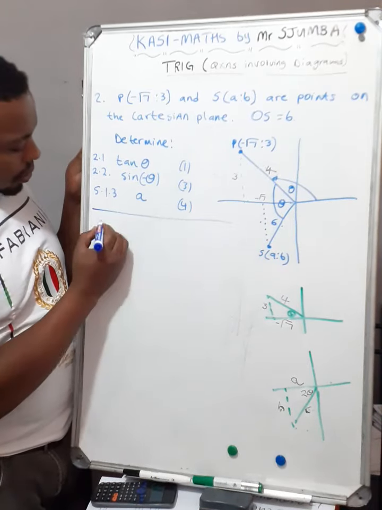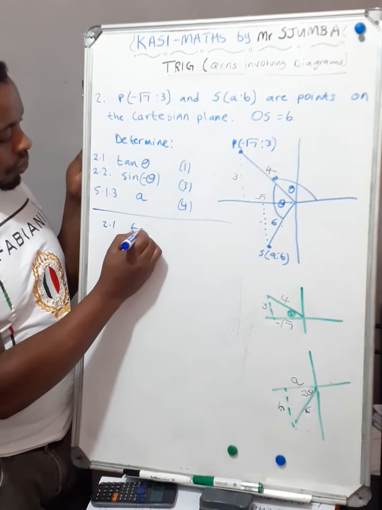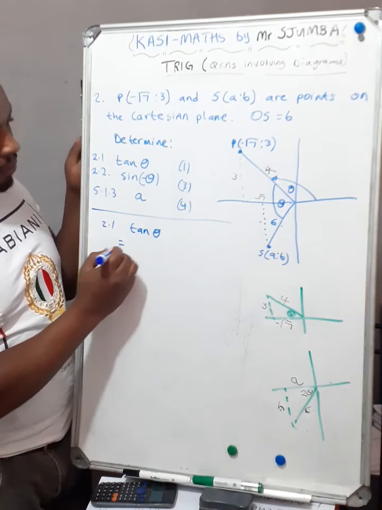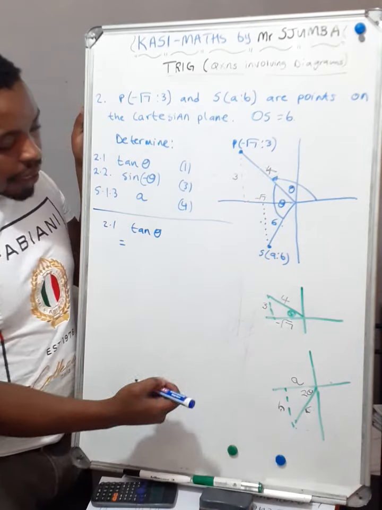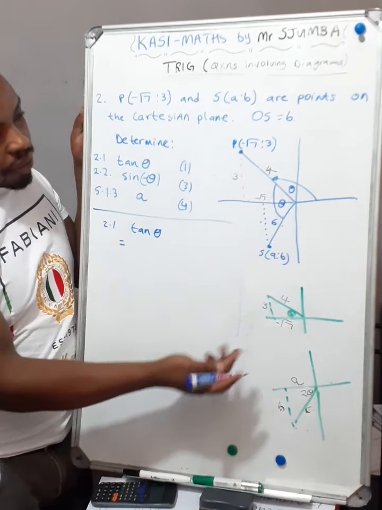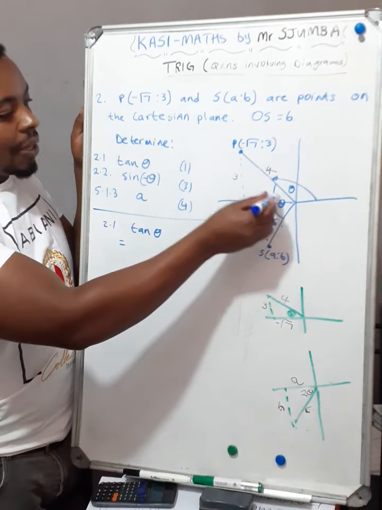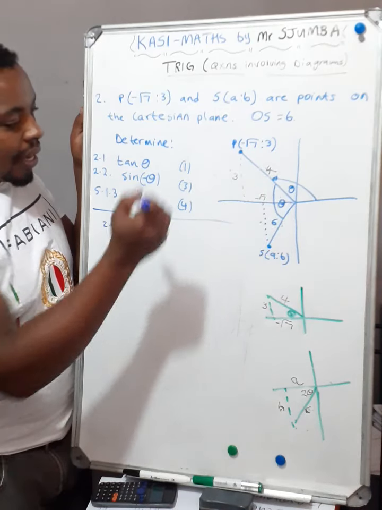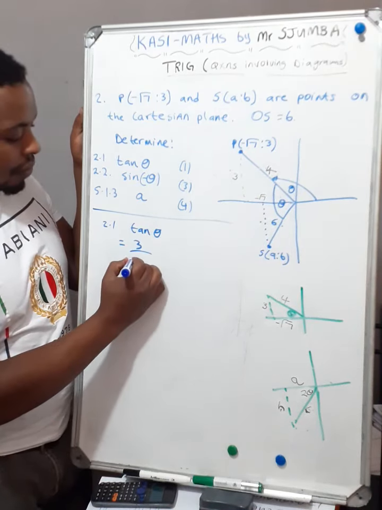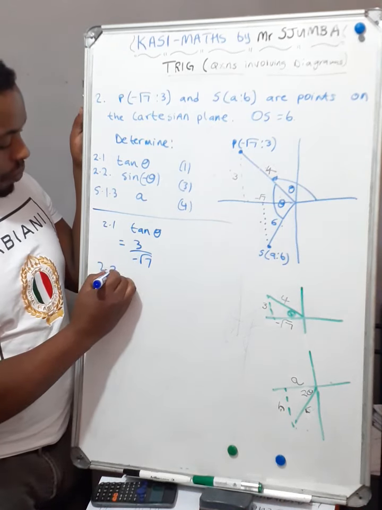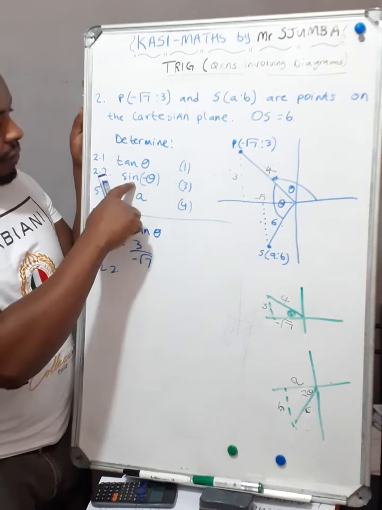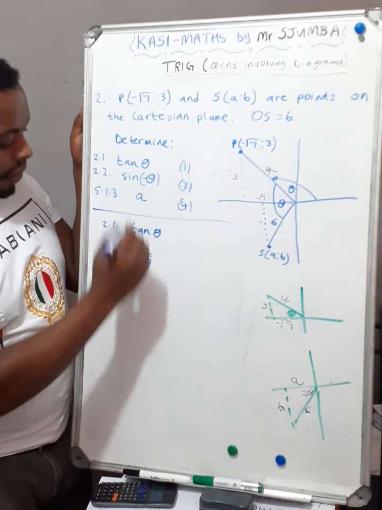Okay, so for 2.1 we should answer tan theta. So let's look, we have 2 theta, we have theta. Because it's obvious, for tan theta we must use opposite over adjacent, which will be 3 over negative root 7. So 2.2: find the value of sine negative theta.